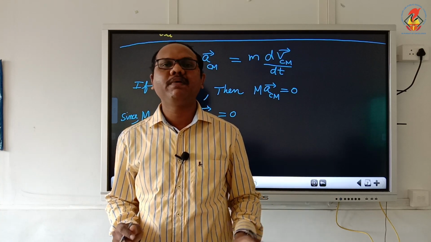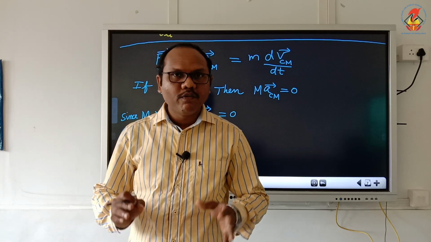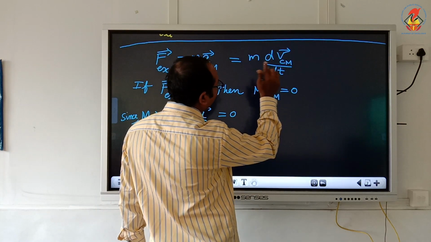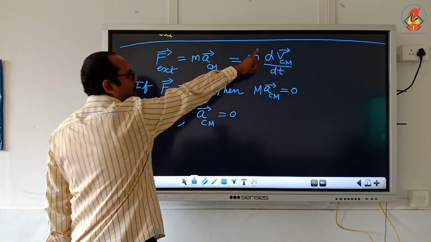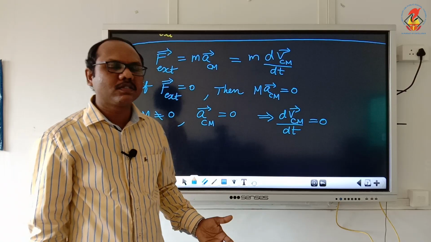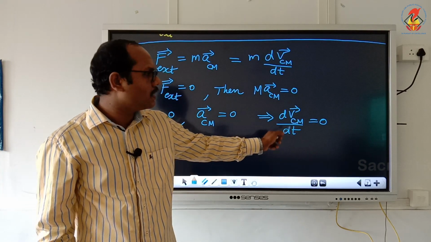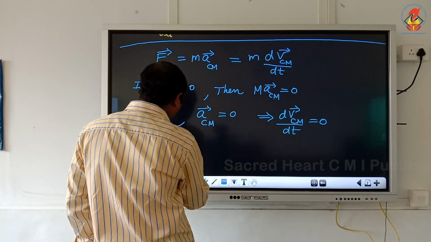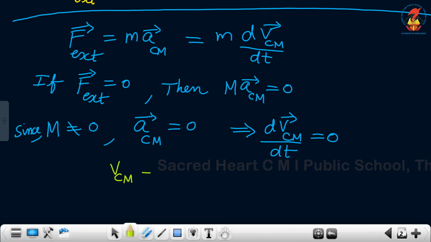The body will not be accelerating. The rigid body will not be accelerating. So, ACM is equal to 0, and here I wrote ACM is dVcm by dt. So, this implies that dVcm by dt is equal to 0. That means the change in the velocity of the center of mass is 0. What is the meaning of that? It means that Vcm is equal to constant.